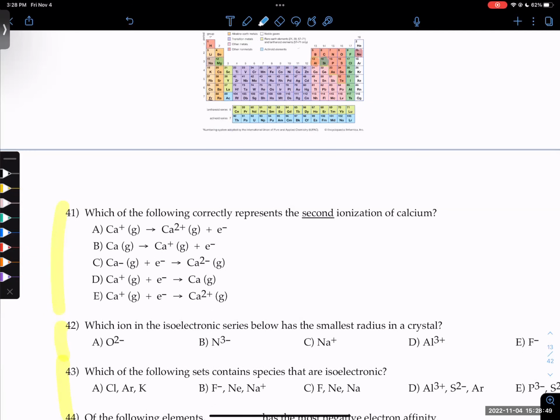Okay, let's do 41 and then we'll call it a wrap for this week, and we'll continue next week. What is the second ionization energy of calcium? Is that true? Tomer's shaking his head and disagreeing. It might be A, it might not be. It could also be B, C, D, or E.